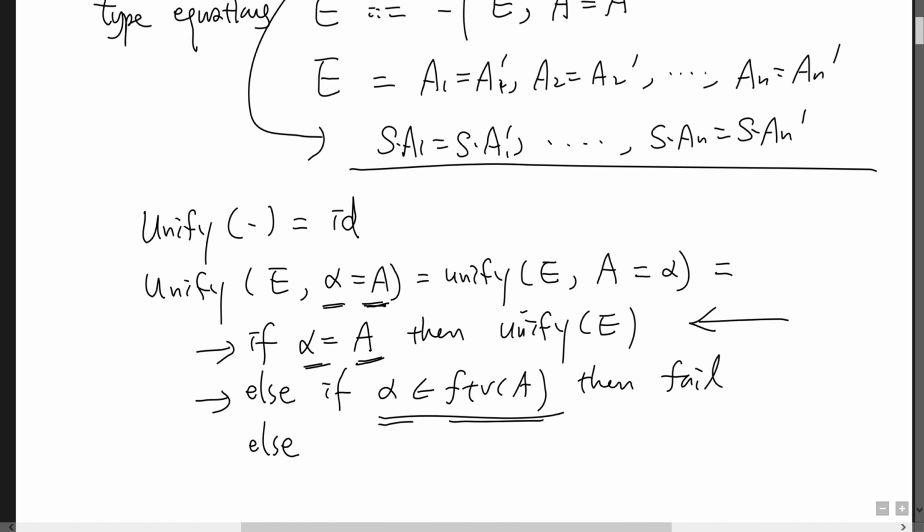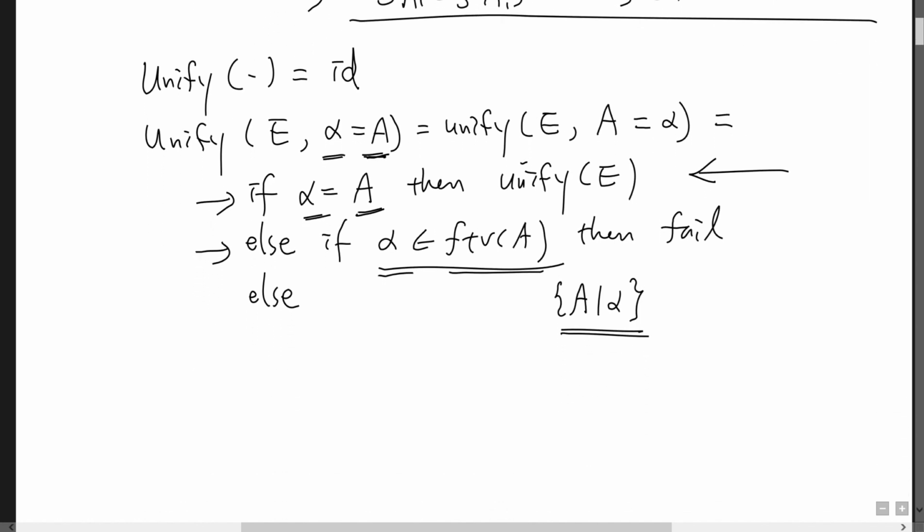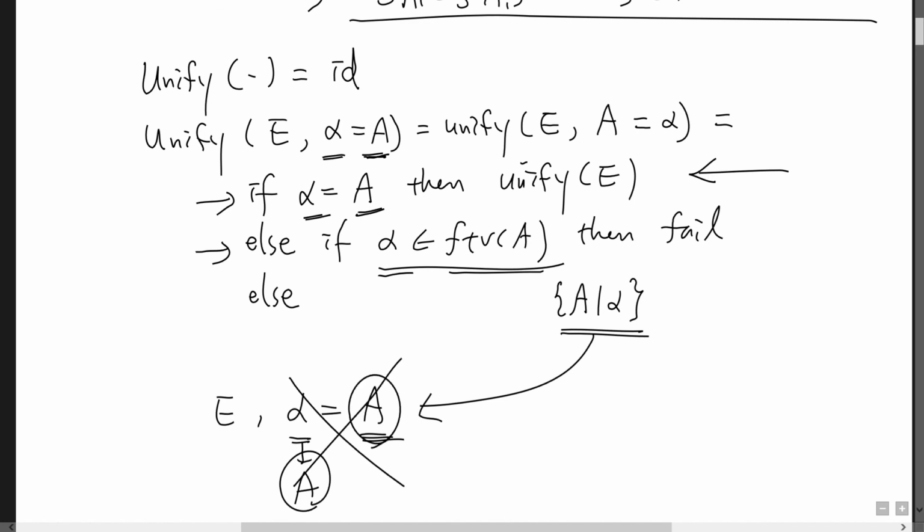Otherwise, we are ready to produce a type substitution, which is A for alpha. So let's apply this type substitution. Then what happens is, we have this one, and we apply this type substitution, then this stays the same, and alpha becomes A. So now the left side is equal to the right side, so this is gone. So the remaining problem is to unify the type substitution A for alpha applied to E. So this is the unification algorithm.